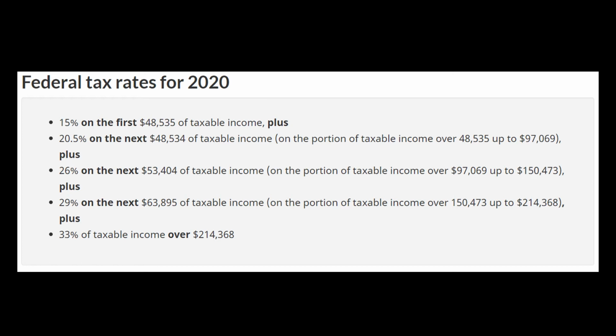Taxable income is what's left over after deductions, credits, and the basic personal amount. As you can see from this chart, the first portion is taxed at a rate of 15%, and then each step after that is taxed at a higher rate. Any taxable income over the $214,000 amount is taxed at a rate of 33%. This may just seem like a bunch of numbers and percentages right now, so let's do a couple of examples.